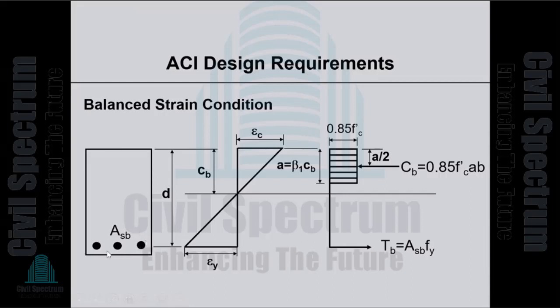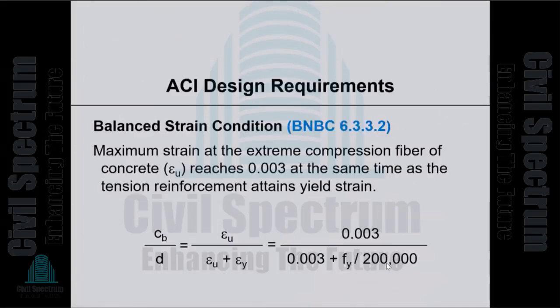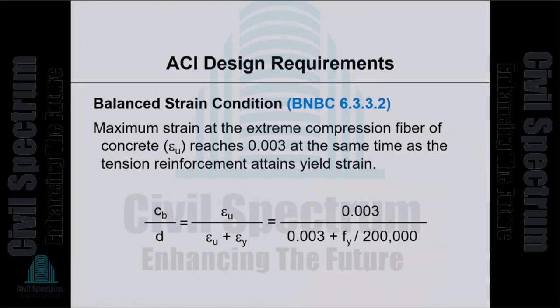So the tension reinforcement area that will produce balance condition is A sub sb, b for balanced. Corresponding neutral axis depth is c sub b, and the corresponding stress block depth is beta sub 1 c sub b. I think this figure is totally self-explanatory. All we have done is the area of the reinforcement is the balanced steel area, and so the tensile steel force is the balanced area multiplied by f sub y. Balanced strain condition: maximum strain at the extreme compression fiber of concrete reaches 0.003 at the same time as the tension reinforcement yields, as I told you, 10 times at least.